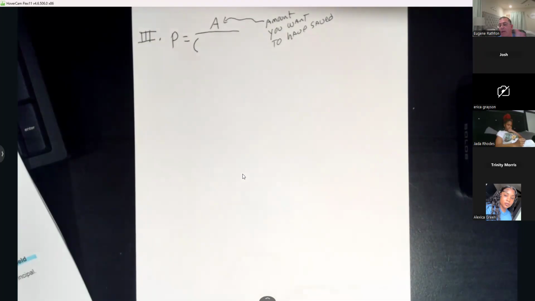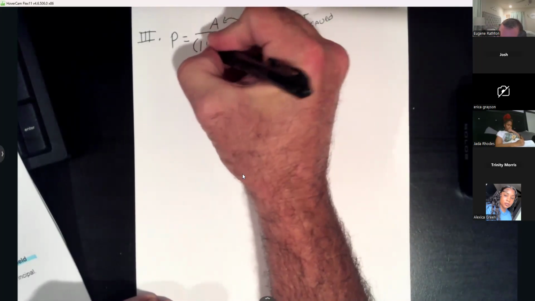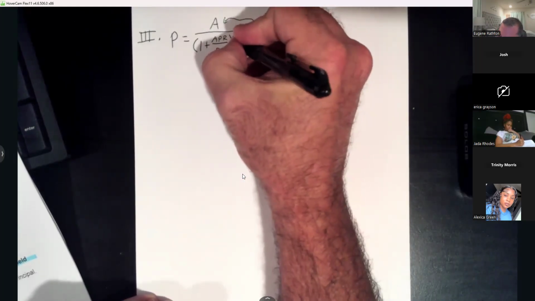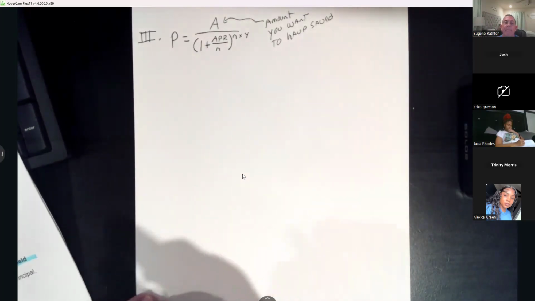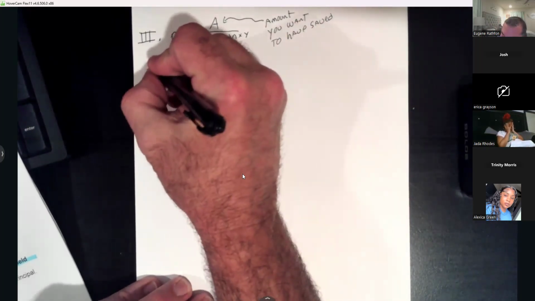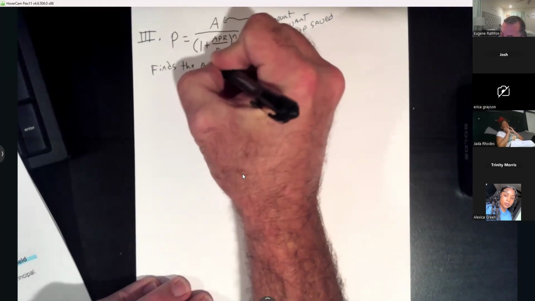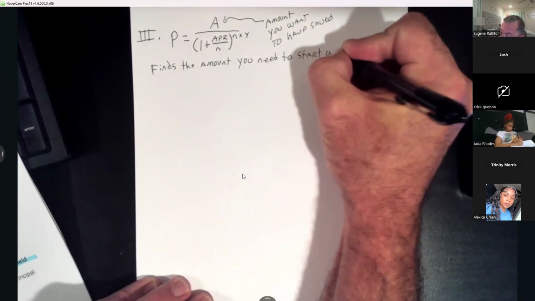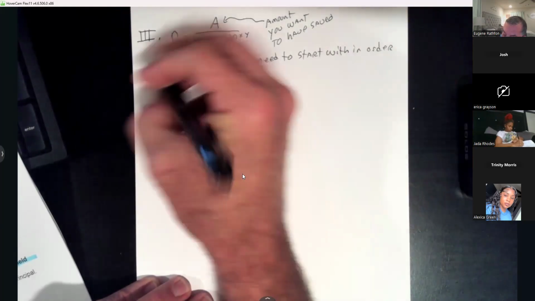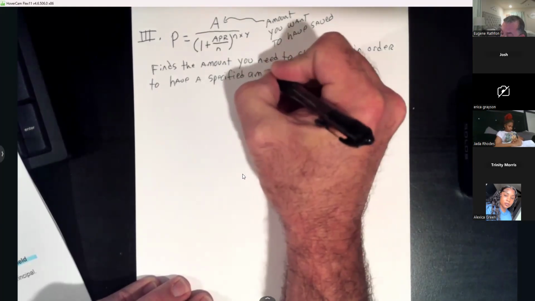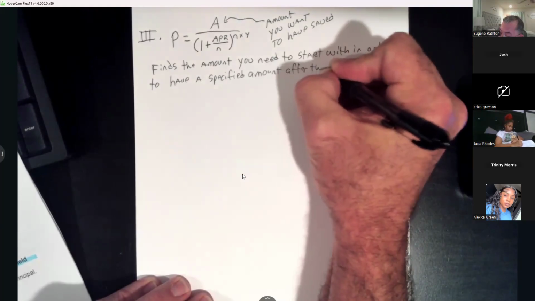Basically, we're taking the formula I gave you for A equals and we're rearranging it to solve for the P. Okay. So then you got 1 plus your APR divided by N raised to the N times Y. So all we did was rearrange the formula to solve it for the P, okay? So this formula finds the amount you need to start with in order to have a specified amount after the given time.